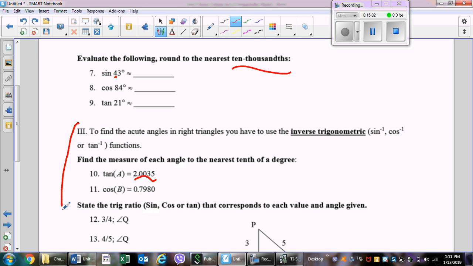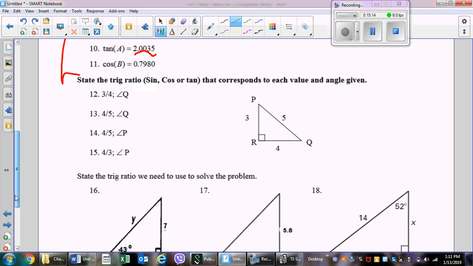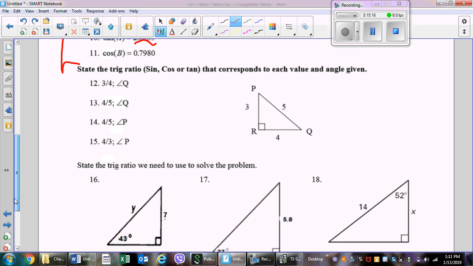So that's what this part is talking about. If you have your calculator, press second tan, put this in. What is A? Press second cos, put this in, and write what number it is. So the last thing we're going to do for this section is state the trig ratio.